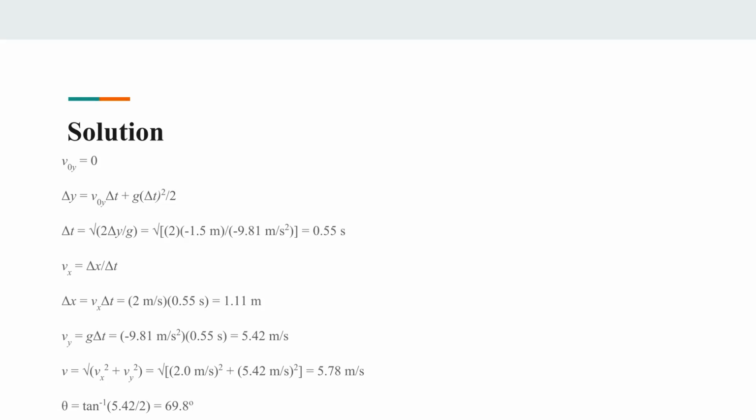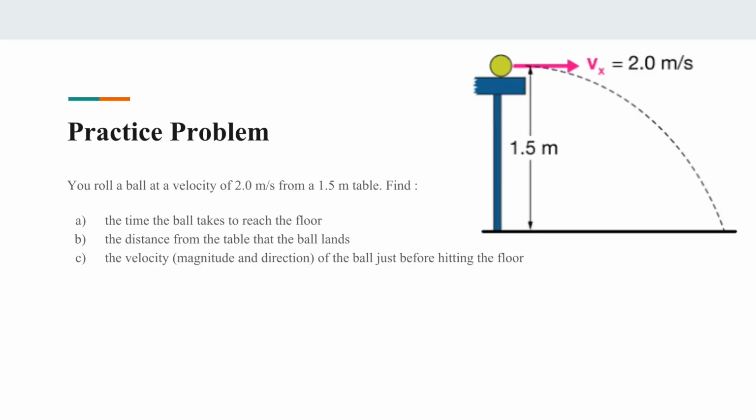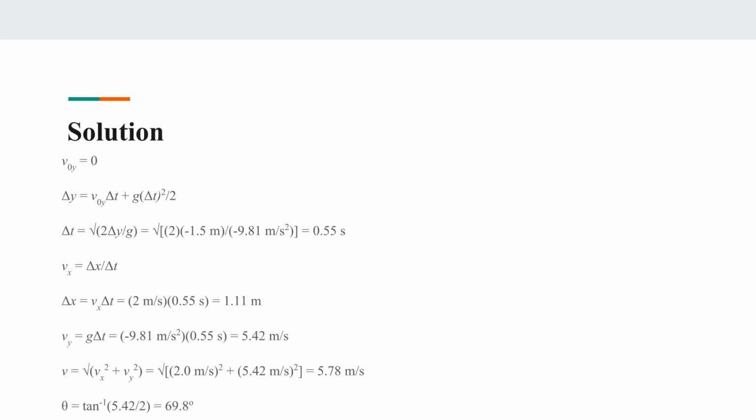So we can use the tangent ratio of opposite over adjacent. So that's just the y component over the x component. So that's 5.42 divided by 2. We get an angle of 69.8 degrees, or about 70 degrees. So the velocity, magnitude and direction of the ball just before hitting the floor will be 5.78 meters per second and 69.8 degrees below the horizontal because the Vy is negative. I forgot to put a negative sign here, but Vy is negative.